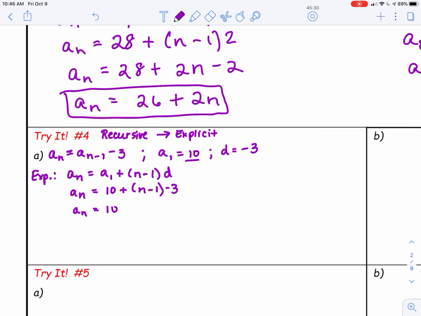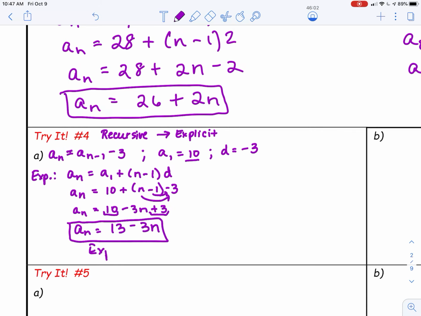Now let's do some simplifying. 10 plus, oops, that's going to be minus because we're going to be subtracting here. Right, I'm distributing right here. N times a -3 is going to give me -3n. And -1 times a -3 is +3. Now I can put some terms together here, can't I? I have a 10 plus 3. So I'm going to have 13 minus 3n. And that, my darlings, is your explicit formula.